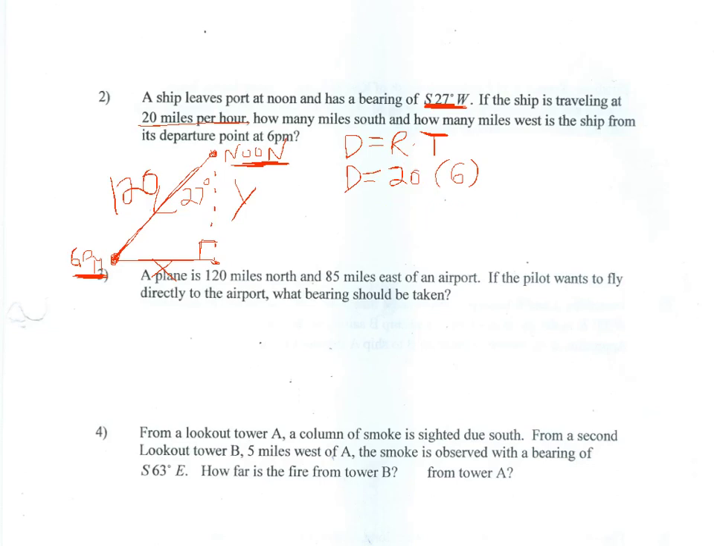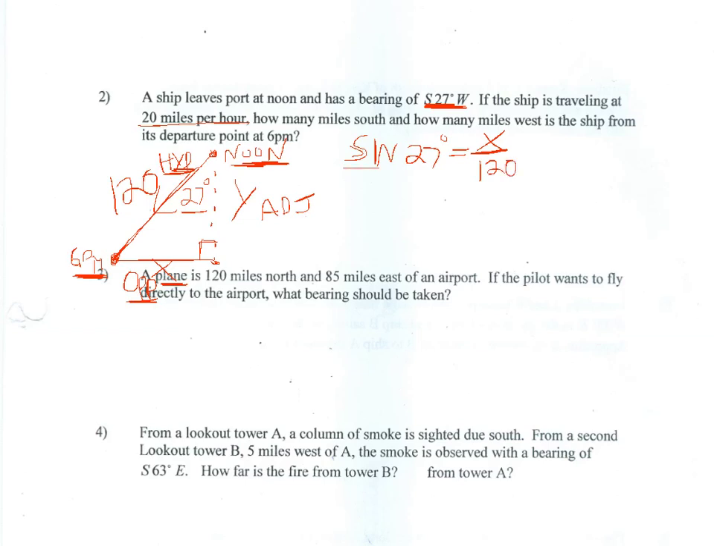Now I want to get rid of the distance equals rate times time formula. Now we're going right to SOHCAHTOA. If I use the 27 degrees, the opposite side is X. The adjacent side for 27 degrees is the Y. And 120 miles is the hypotenuse. Let's say we want to find X. I have the opposite and I have the hypotenuse, so I'm going to use sine. Sine of 27 degrees equals opposite over hypotenuse. It's X over 120.